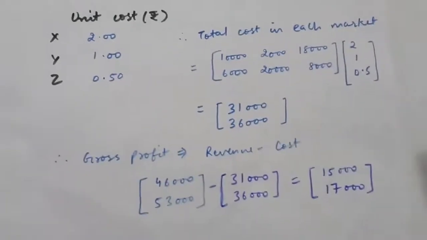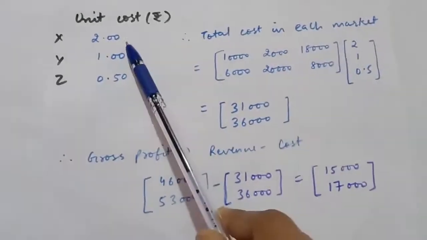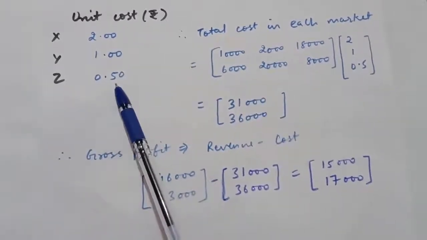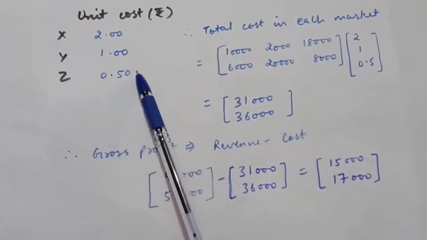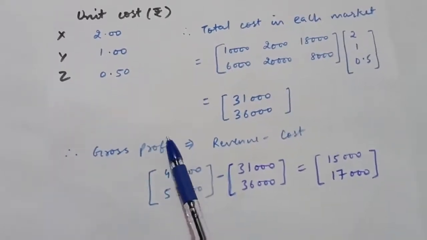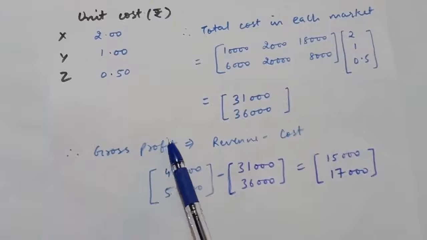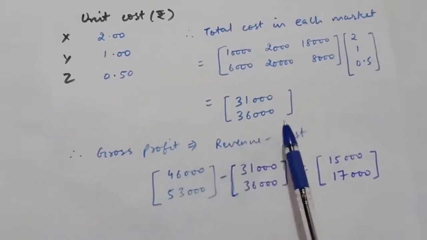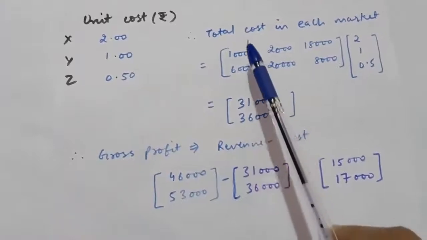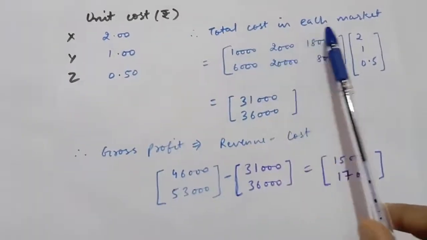Unit cost of each product is given as 2 rupees, 1 rupee and for Z it is given 50 paise, that is 0.5 rupees. Now they have asked to calculate the gross profit for each market and gross profit is equal to revenue minus cost. Now we have calculated the revenue. Now we will calculate the total cost in each market.